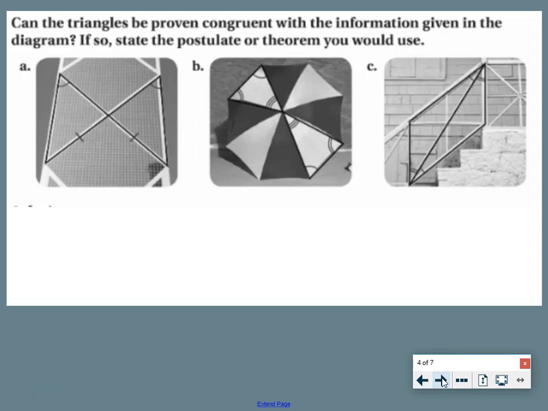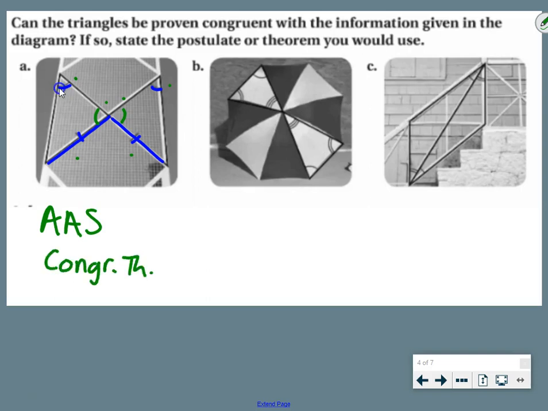Can the triangles be proven congruent with the information given in the diagram? If so, state the postulate or theorem you would use. So if we look at our diagram, we have angle, angle, and this side congruent to this side. Then we need at least one more thing. We have to have three things, and if we look, we do have vertical angles, so we would have angle, angle, non-included side: angle, angle, side. So we would say angle, angle, side, and this is a congruence theorem.